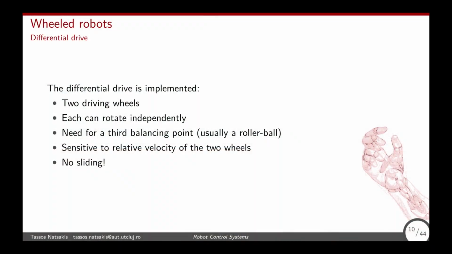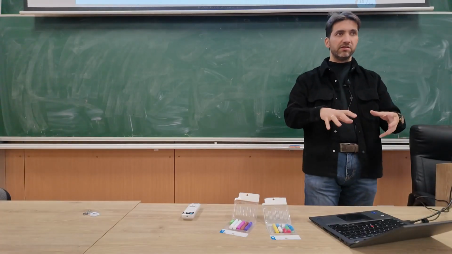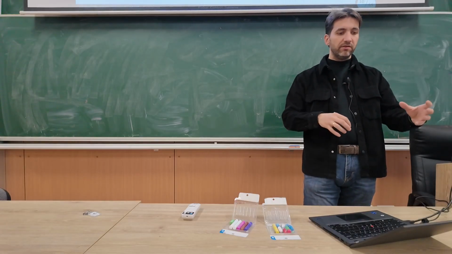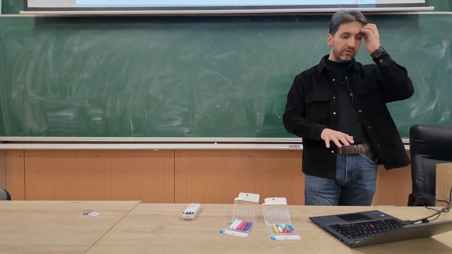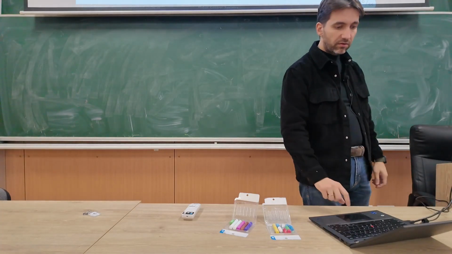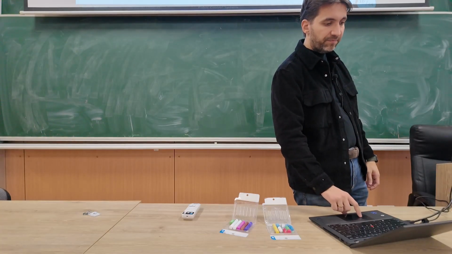The first type of robot that we'll talk about is the simplest one. It's what we call the differential drive, where basically we have 2 driving wheels. Each wheel can rotate independently, and unless we have some stabilization or fancier control, we also need a third balancing point so that the robot doesn't fall down. It's typically just a roller ball that keeps the robot from touching the ground, and it can just roll without adding any friction or anything.